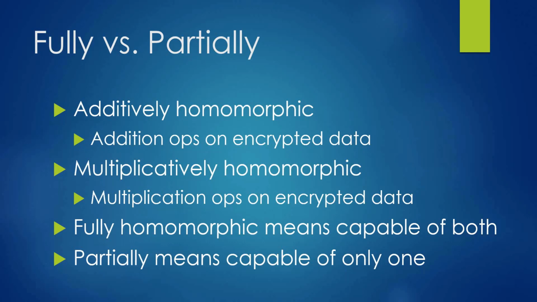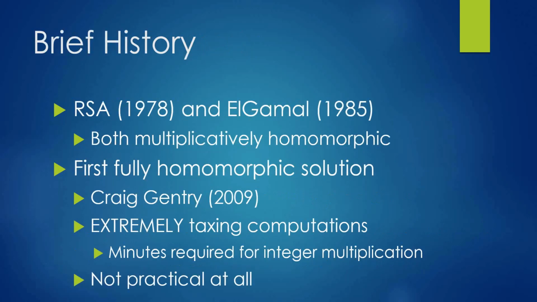Additive homomorphism and multiplicative homomorphism make up the two different types here, and together they create what is considered a fully homomorphic encryption scheme. If it's only partially homomorphic, that means it's capable of only one of those. And we'll see in the next slide that there are a couple different examples that we can look at in history. Specifically, the RSA algorithm and the El-Gamal algorithm, coming out only a couple years after the Diffie-Hellman algorithm, which is the basis of both of these, are both multiplicatively homomorphic, not additively, only multiplicatively, and thus only partially homomorphic.